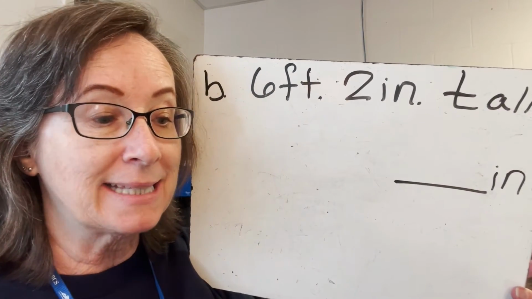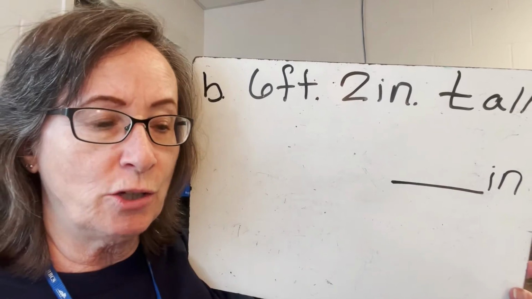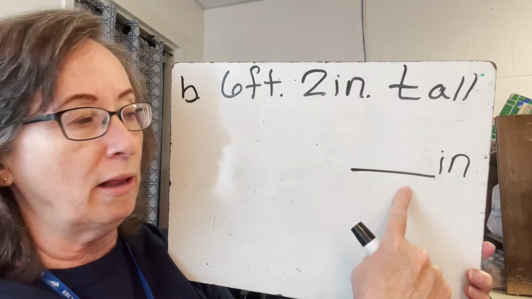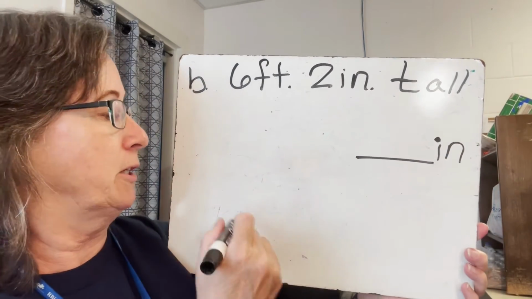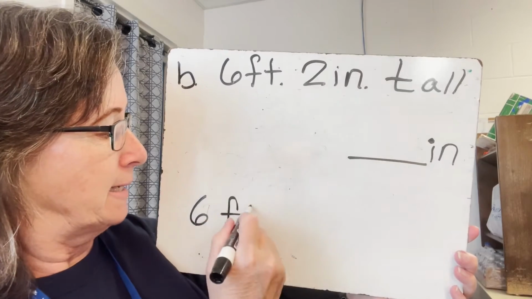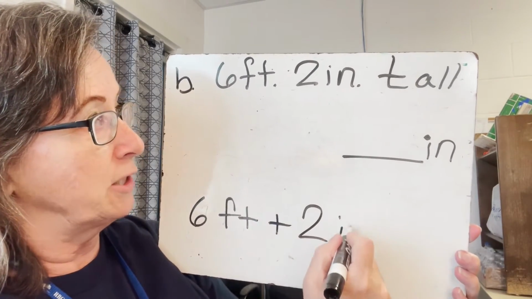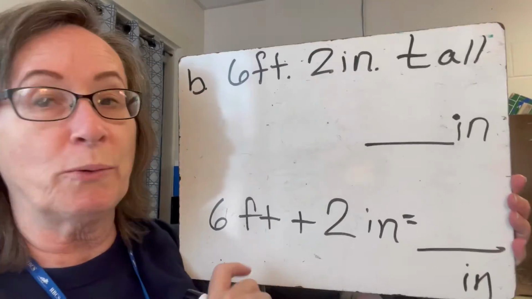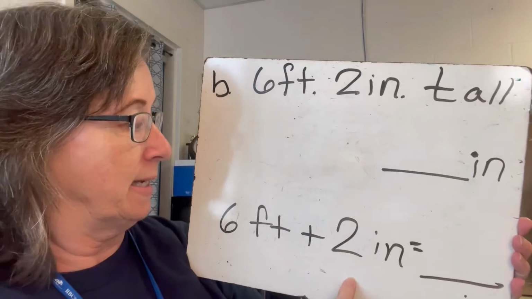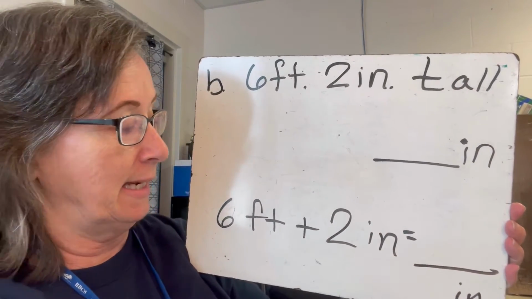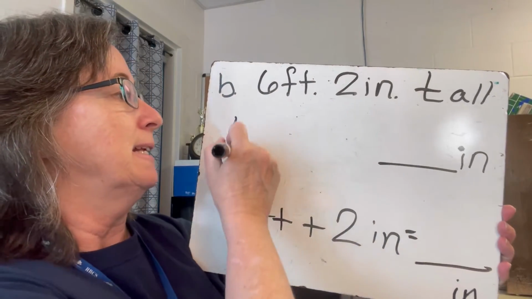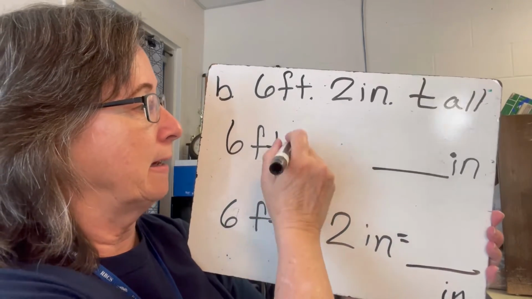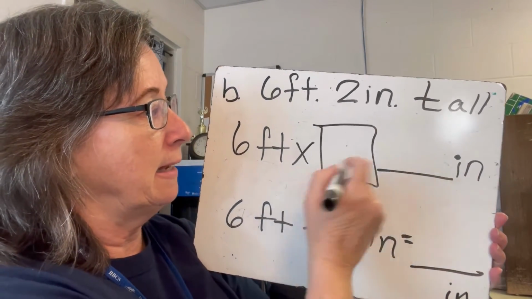And the book problem says, Nathan is 6 feet 2 inches tall. How many inches tall is Nathan? So we're going to try to find his whole height in inches. So the first thing we're going to do is we're going to write 6 feet plus 2 inches equals how many inches? Okay, so we're going to say 6 feet plus 2 inches. Now, the one that I already have in inches, so I'm going to concentrate on 6 feet. 6 feet equals how many inches? So we're going to multiply by something to get it in inches.